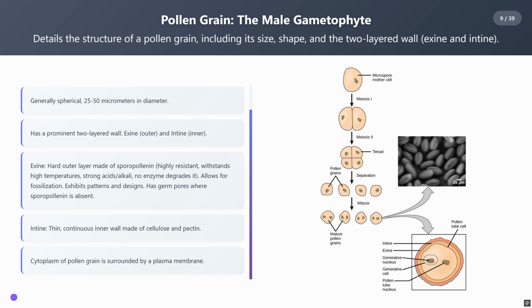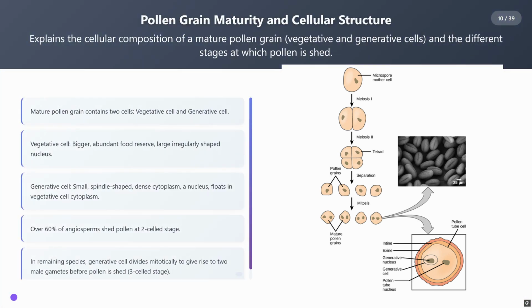Absolutely. And this resistance is also why pollen grains are so well preserved in fossils. It gives us amazing clues about past plant life, past climates. That's the field of palynology. Fascinating. And the exine also has these prominent little openings called germ pores. Sporopollenin is absent there. These pores are crucial because that's where the pollen tube emerges later on during germination.